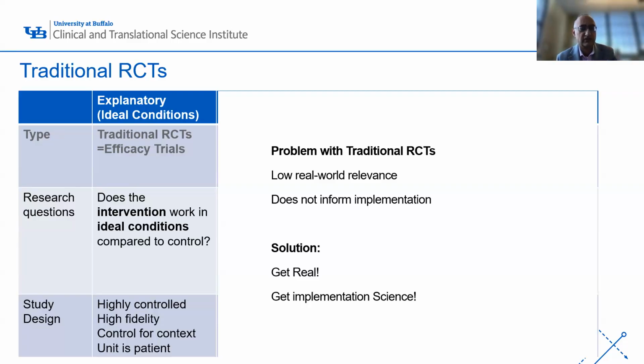So there are solutions to those. The solution to the real world question is we have to do studies in the real world. So we have to get real, right? So we'll talk about that first. And then the next step is to figure out how we make it work in the real world. Well, that's where implementation science will come in. So we'll go in two steps to get towards implementation science.